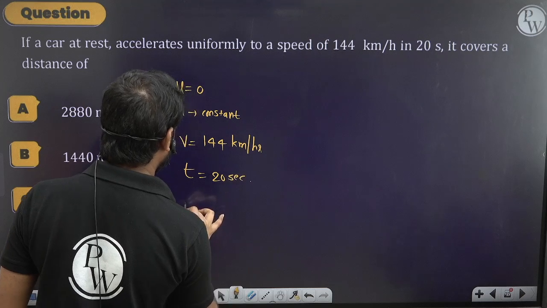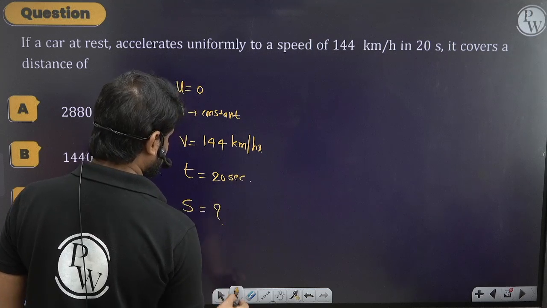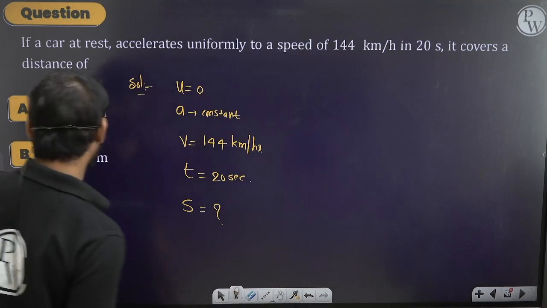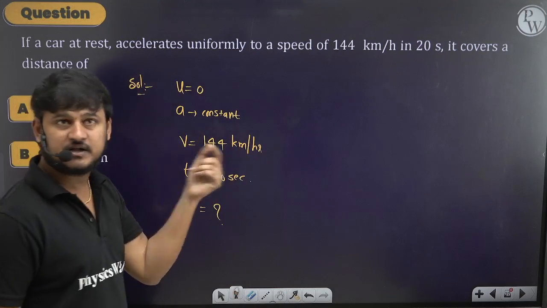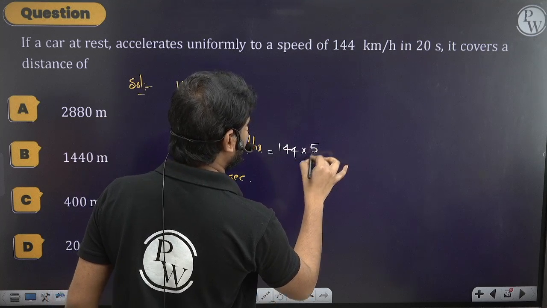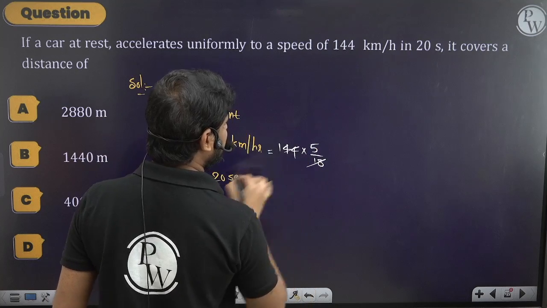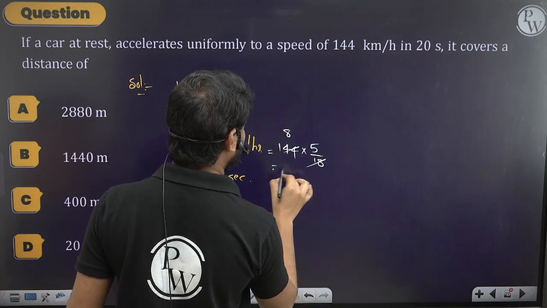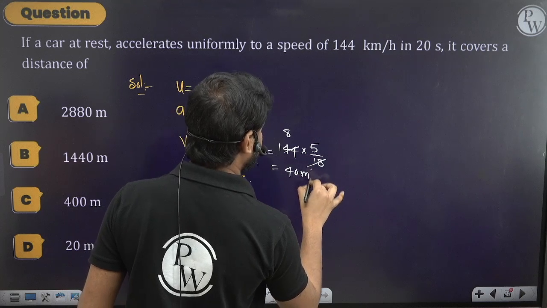So then what is the distance covered? See the options here. The options are in meters, while here it is in kilometer per hour. So let's do one thing: convert it to meter per second. Multiply by 5 by 18. 18 eights are 144, so 8 into 5, which is 40 meter per second.